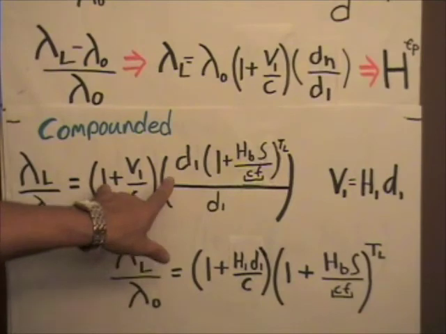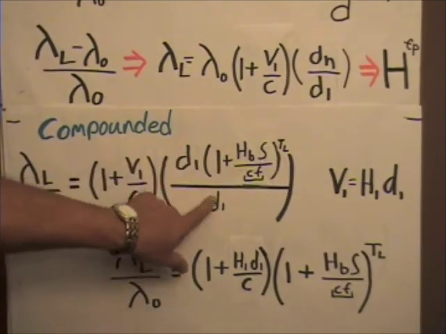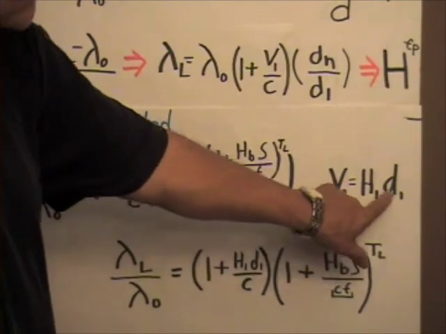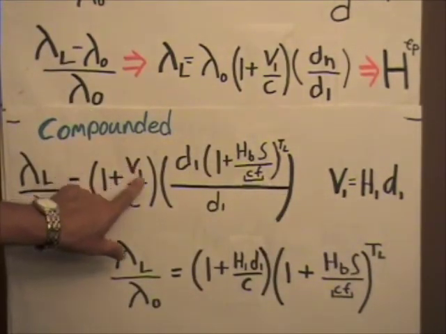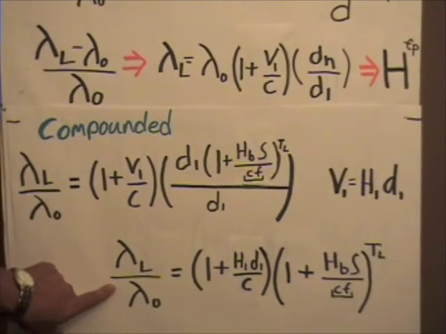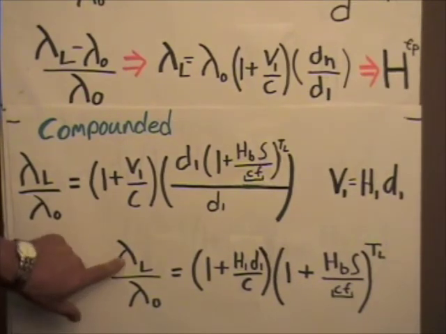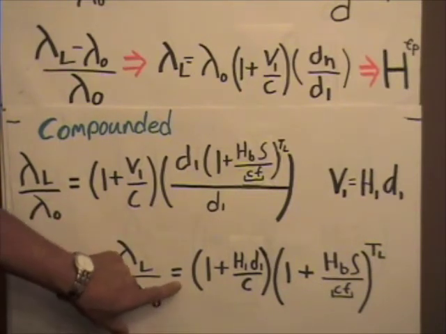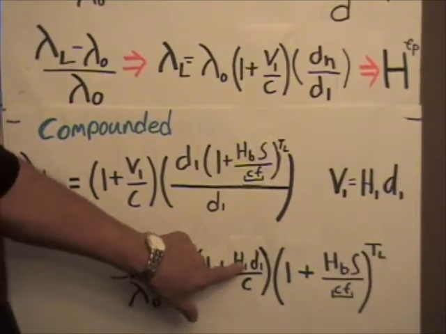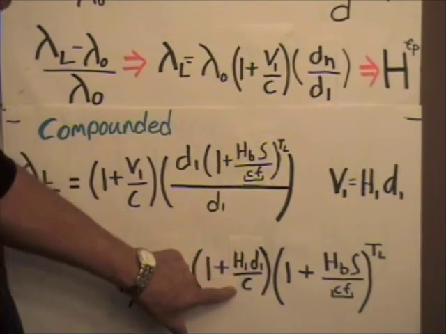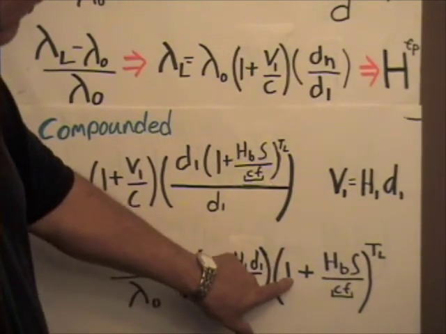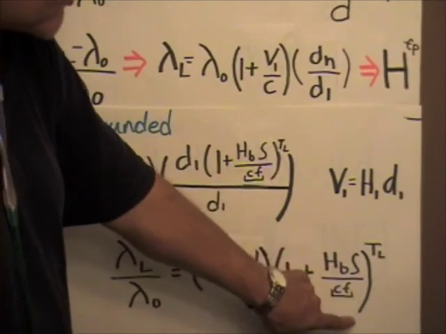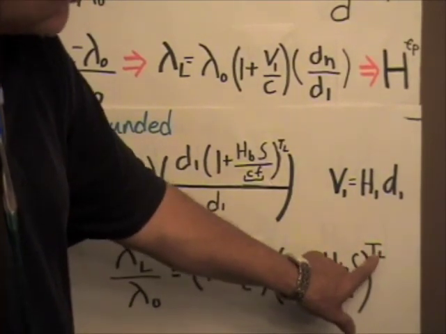And then, making the next step, the d1's cancel. And we know that v1 equals h1 times d1, so we put that in here, which gives us our final formula, where the ratio of the wavelengths equals 1 plus h1 times d1 over c times 1 plus hb times s over the conversion factor, all to the power of TL.